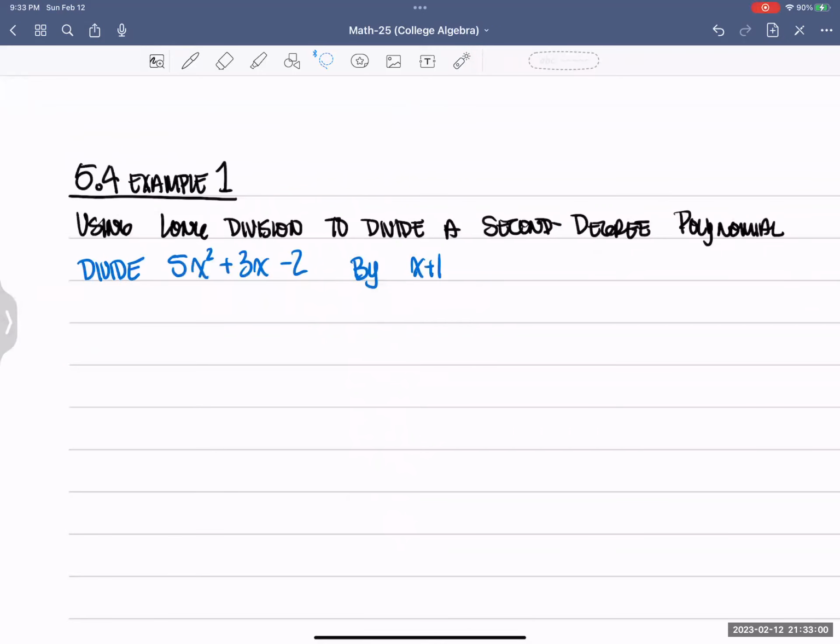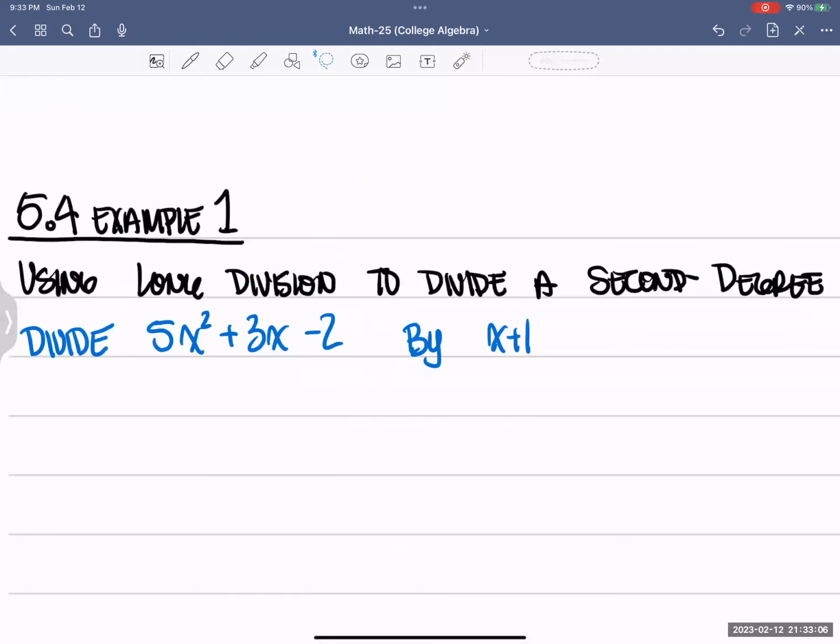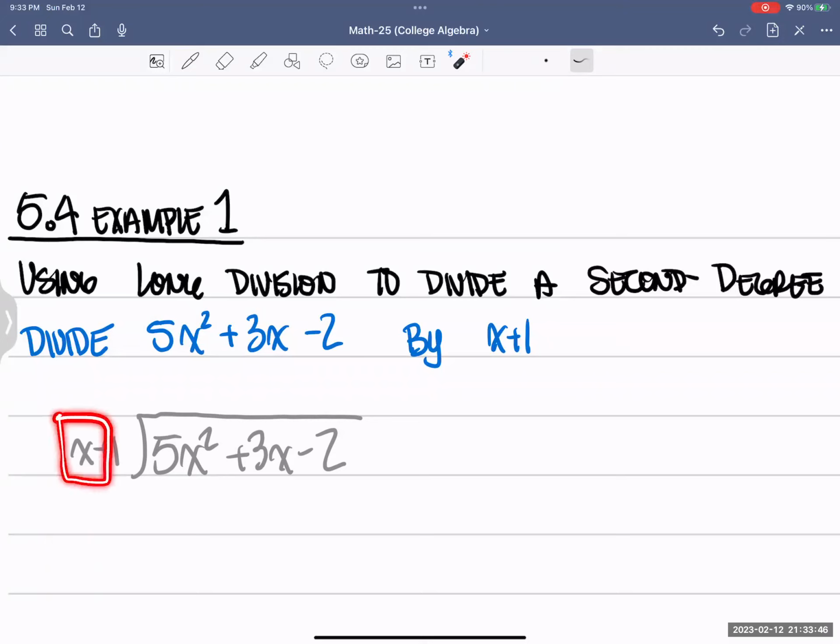And let's start this. Divide 5x squared plus 3x minus 2 by x plus 1. We're dividing 5x squared plus 3x minus 2 by x plus 1. Here we're looking at just the first coefficient. What do we multiply to x to get to 5x squared? I'm going to start with the coefficient. So 5 times 1 is going to give us that 5.